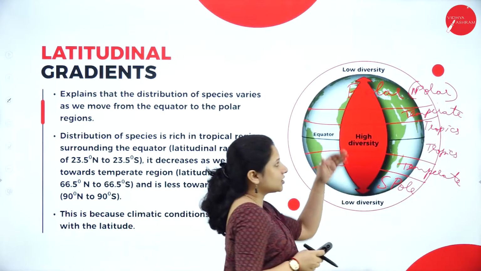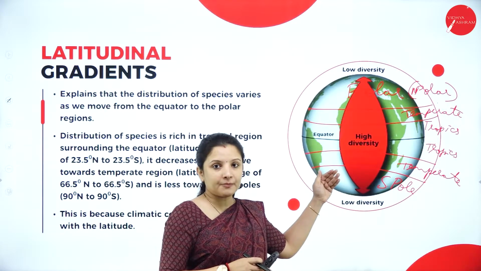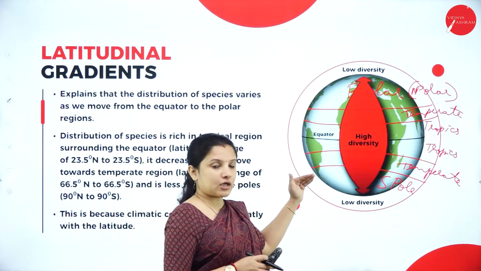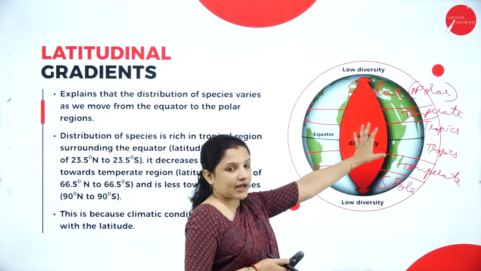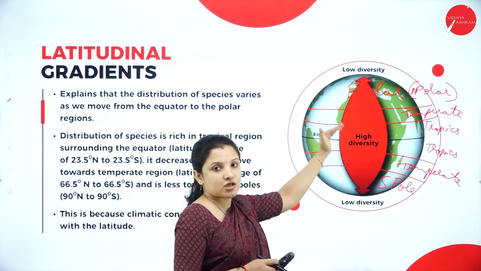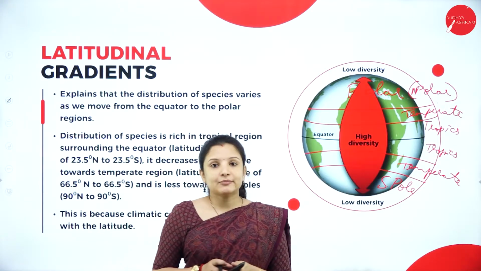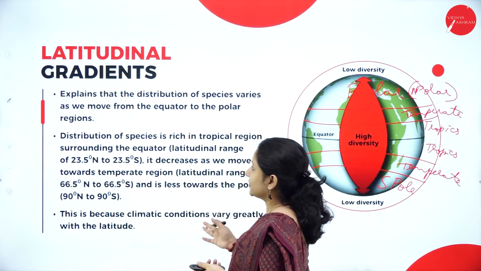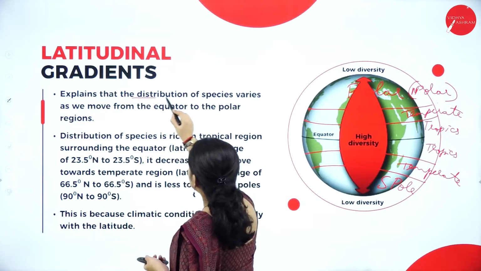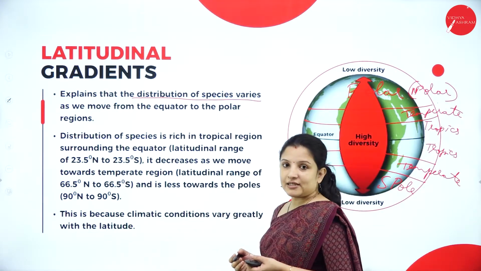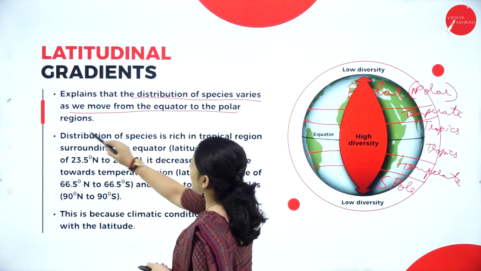So this is how the earth is divided, and the vegetation, be it the flora as well as the fauna, that is the plants and the animals, their diversity varies from one region to the other, or from one latitude to the other. So this is about latitudinal gradients. So latitudinal gradients explains that the distribution of species varies as we move from the equator to the polar region.